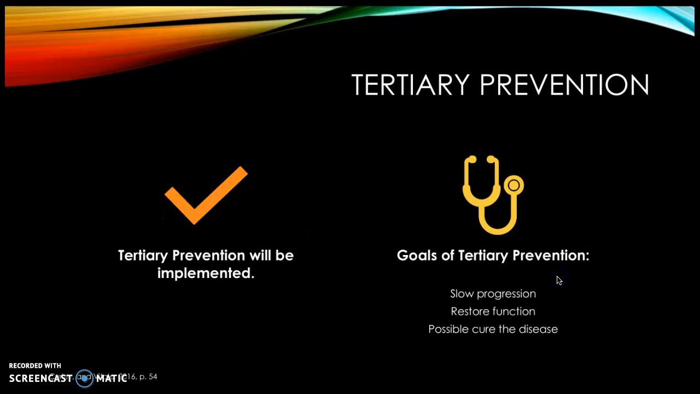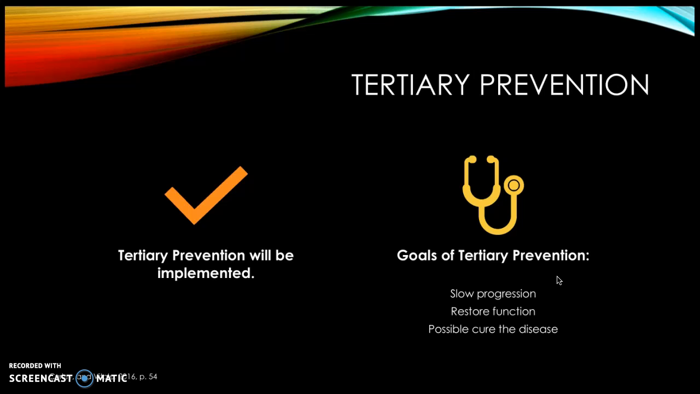Tertiary prevention will be implemented in this discussion. Tertiary prevention is implemented during the middle and late stages of a disease. The attempts are to slow progression, restore function, and to possibly cure the disease. If there are permanent damages, then a plan is implemented to maximize the use of the remaining capabilities and lead a productive life.